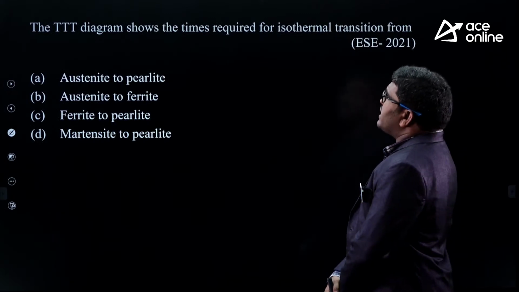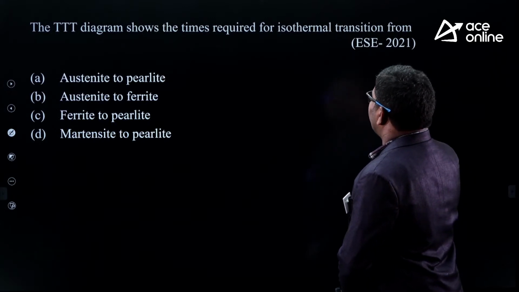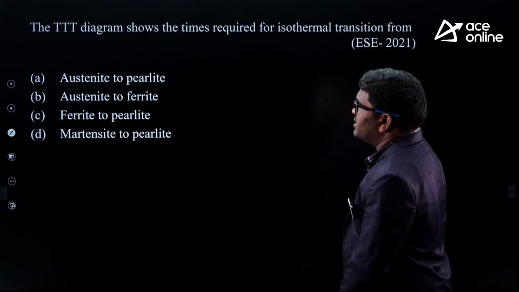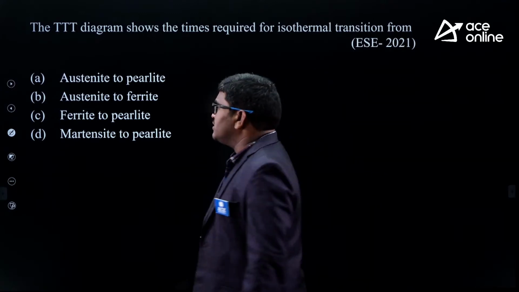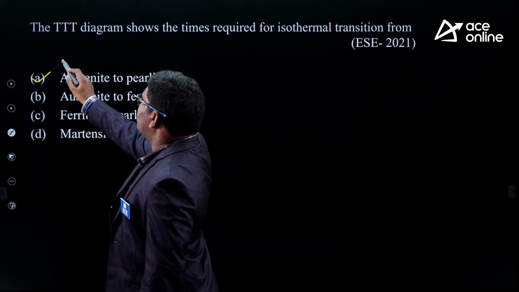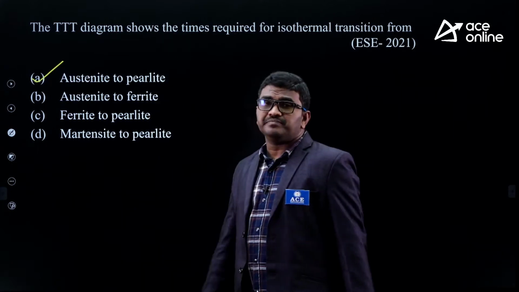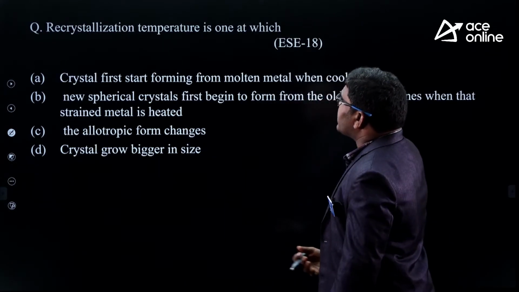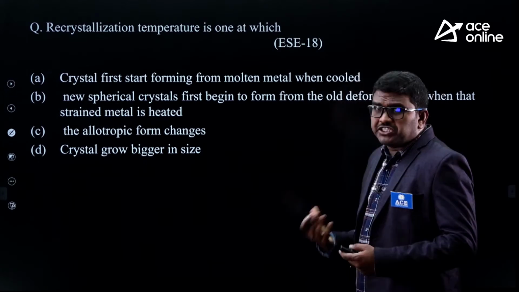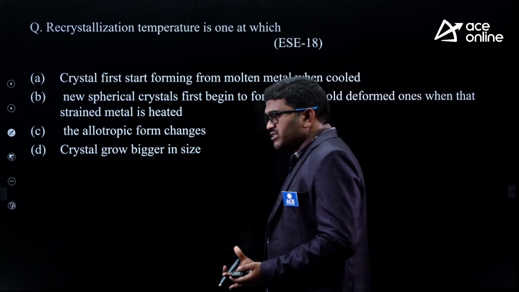Next, the TTT diagram shows the time and temperature required for isothermal transformation. Actually, the TTT diagram is used to get pearlite from austenite, so the most appropriate correct answer is A. Now, the recrystallization temperature is the temperature at which... so what is recrystallization temperature?